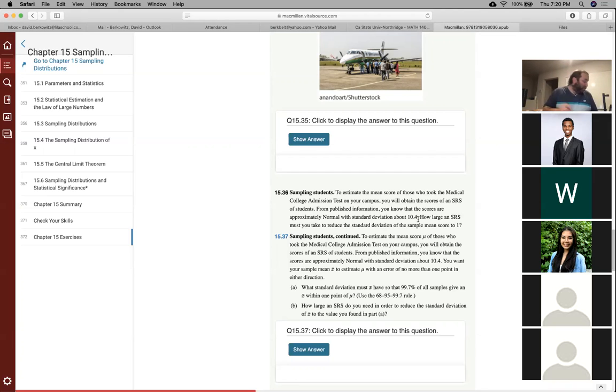So at this point, what you have is we know it's normal with a deviation of 10.4, but you have no idea what the mean is. So this is what you have at this point. Normal, some mean, unknown, deviation 10.4.